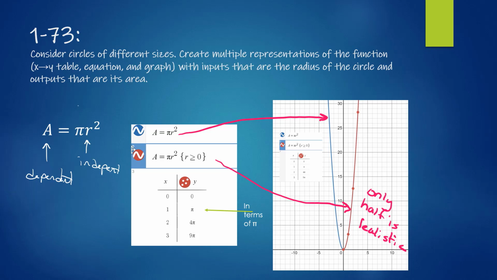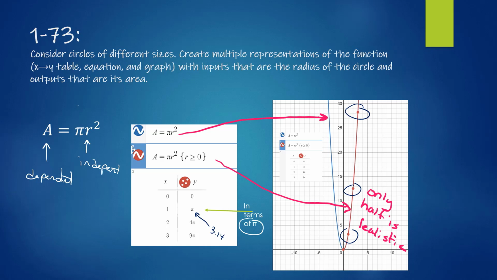You'll see I did a table in terms of pi. That means pi is still part of the answer instead of multiplied out. This could be 3.14, but no, I'm not going to do that. I'm just going to leave it in terms of pi. You could do the decimal if you wanted, but the reason I did that is when you're on Desmos and you leave it in terms of pi, it gives you these nice little points all the way up.